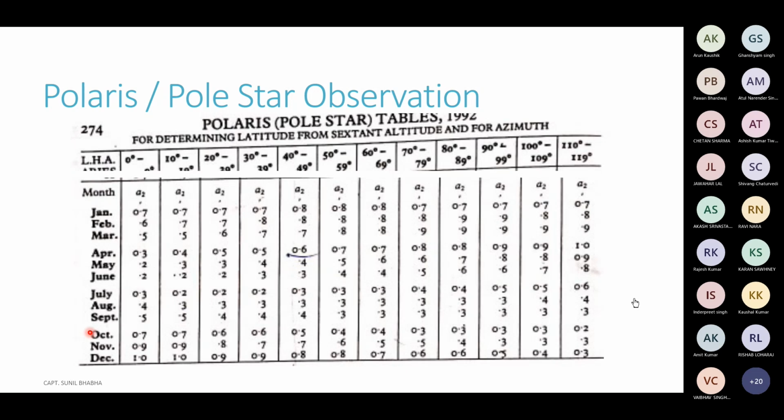In the A2 correction also, no interpolation is required. The maximum difference which you see is 0.1. So whichever month you are in, you can straight away pick up that value. No interpolation is needed.